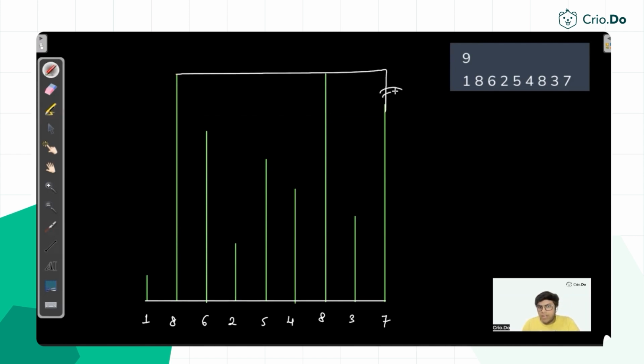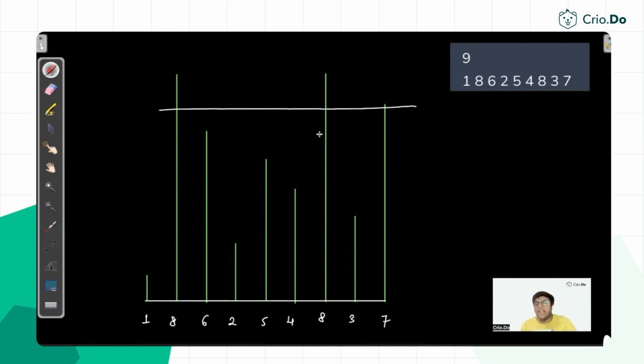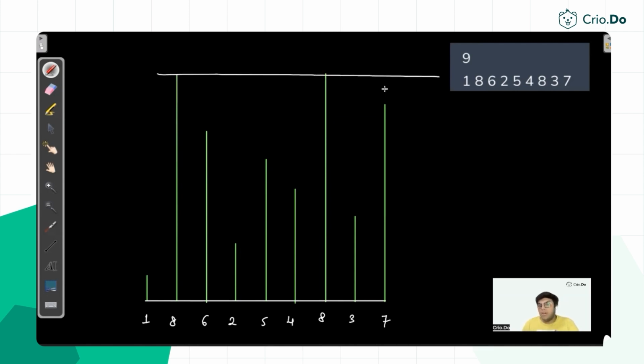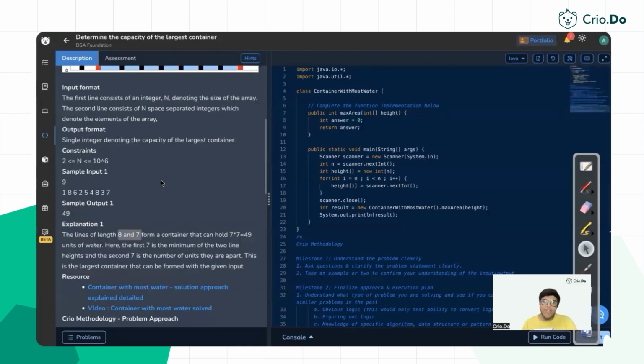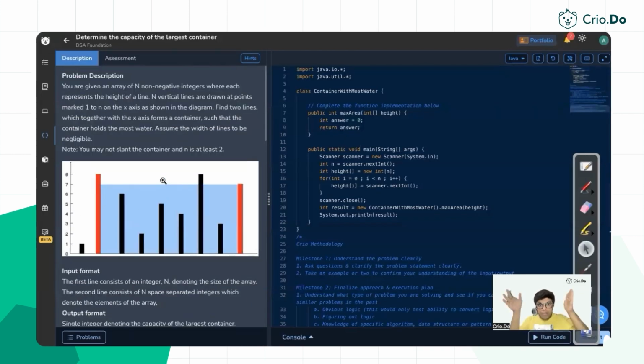Because the water will overflow from here. You only have to take that much height, whichever the lower bar is set at. If there is a left bar at 8 height and a right bar at 7 height, you cannot take the water at 8 height because water will overflow from here. So although it is not mentioned in the question that we have to take care about overflow, it is self-explanatory that we have to only take the height between the bars.